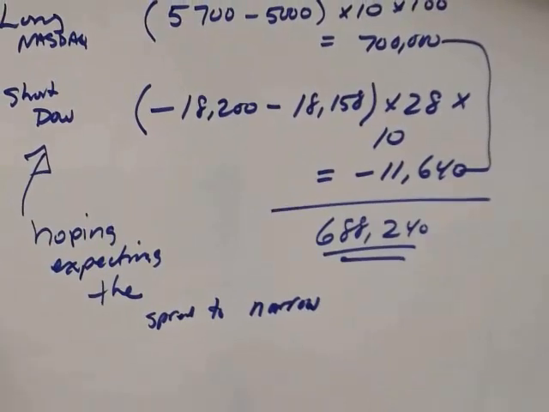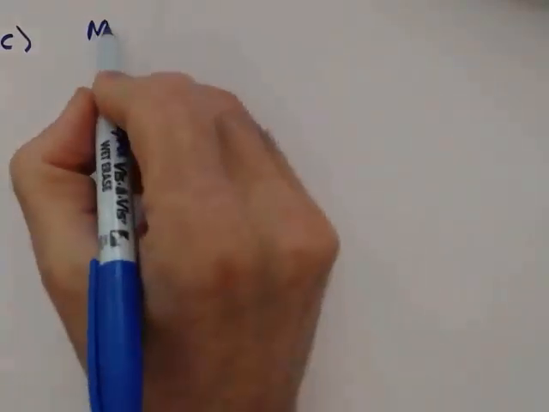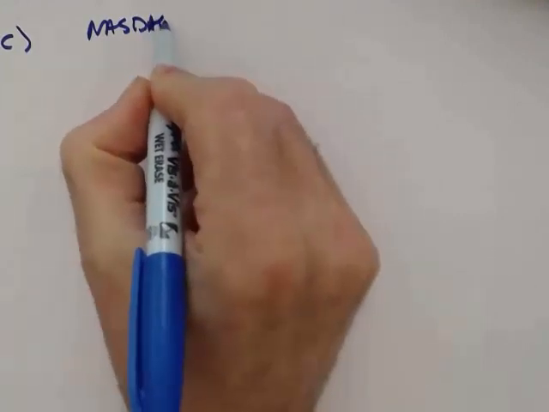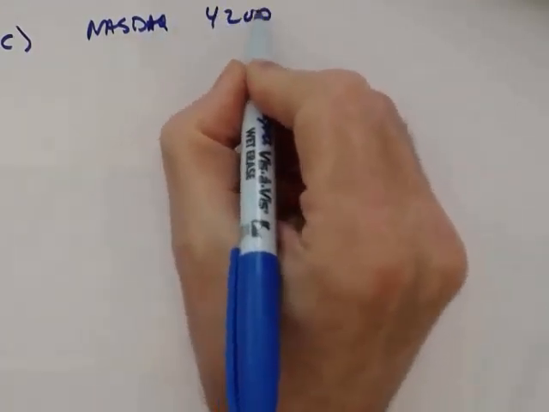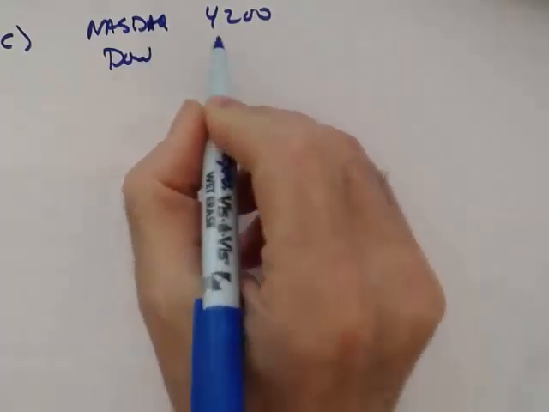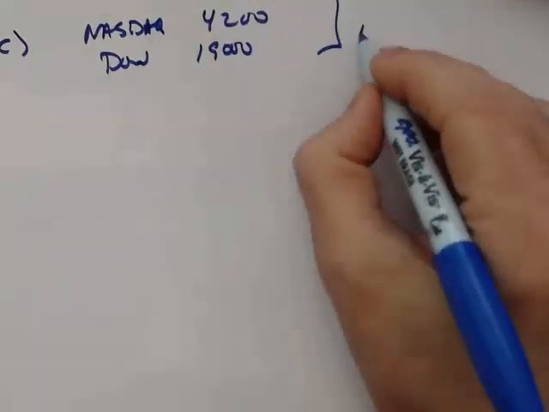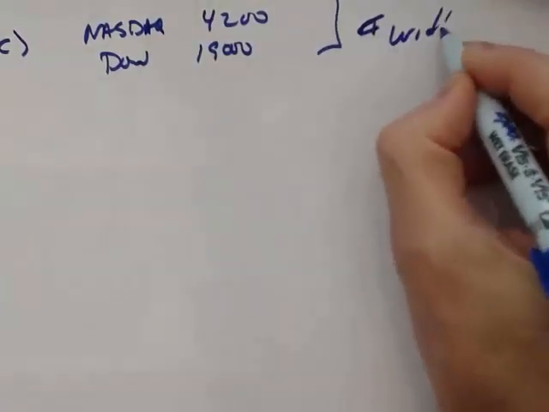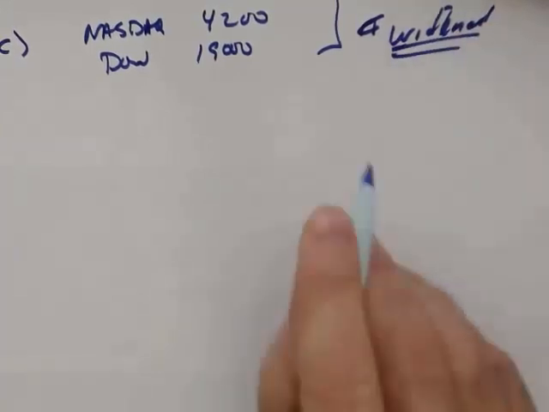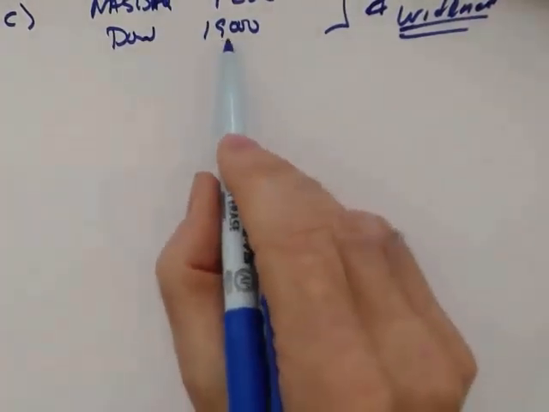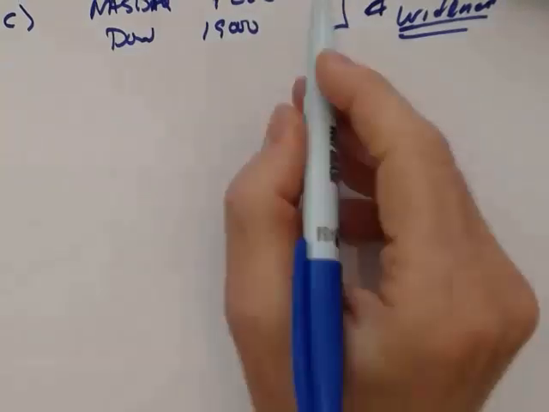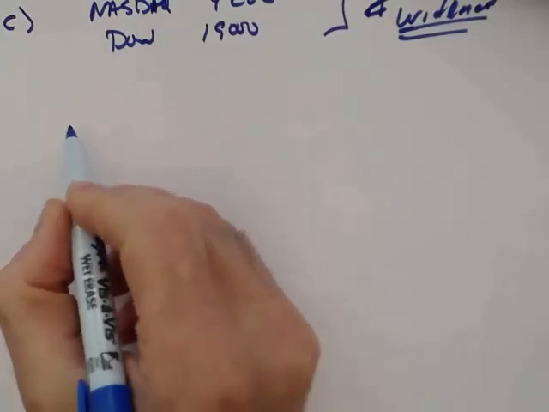Now let's see what happens if things go against our strategy. Here we're saying, what happens if the NASDAQ goes to 4,200 and the Dow goes to 19,000? Ooh, that means the spread widened. It widened because the Dow went up a lot and the NASDAQ came down, so we expect to lose some money.